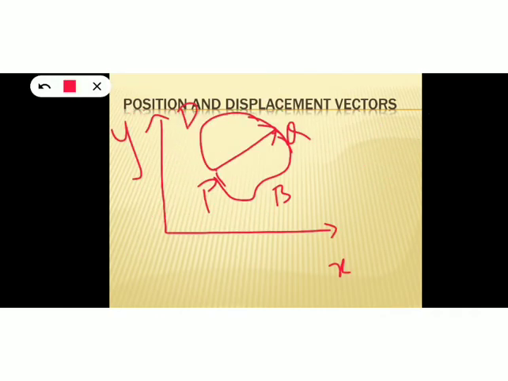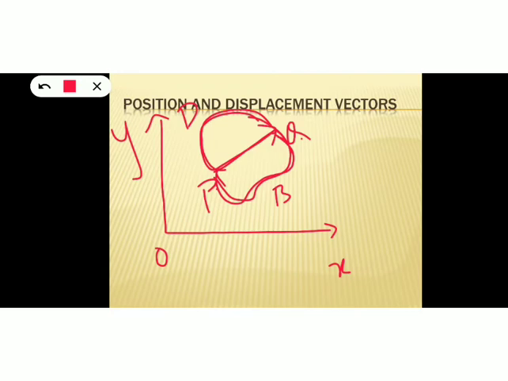Now consider this graph. This is also a graph in the Cartesian plane. So P and Q are the initial and final position of an object. P is the initial position, Q is the final position. So an object at position P can reach the point Q through different paths. PQ is one path, PBQ is another path, PDQ is another path.